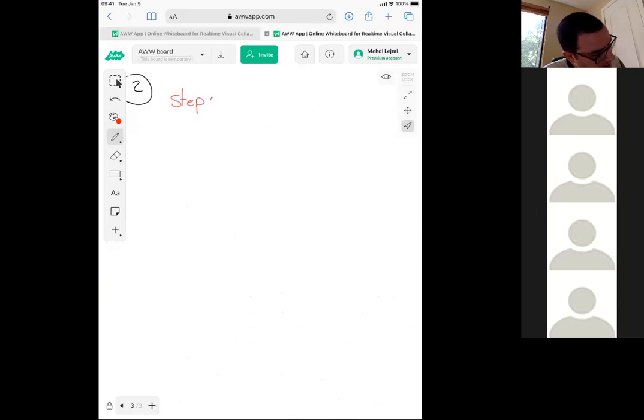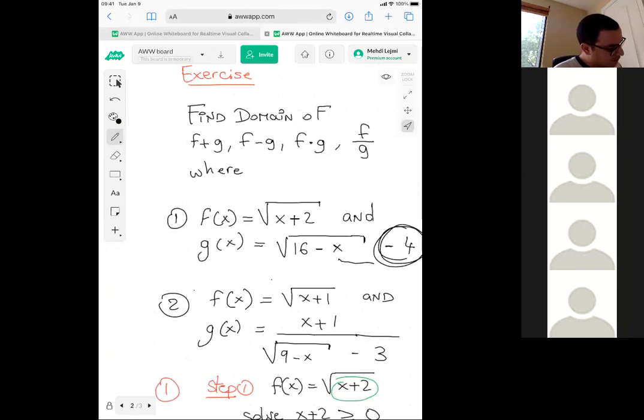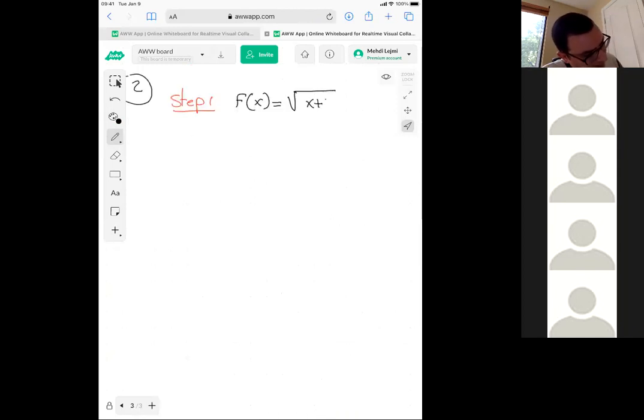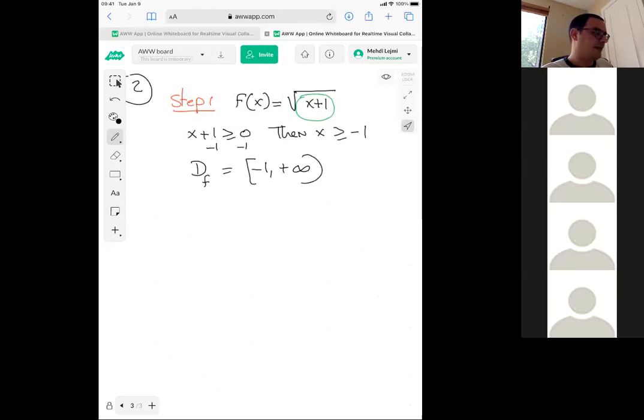So step 1, f of x is the square root of x plus 1. Again, it's not a fraction. We have a square root, so we have to solve x plus 1 larger than or equal to 0. You subtract 1, so x is larger than or equal to -1. So the domain of f would be -1 included all the way to positive infinity.